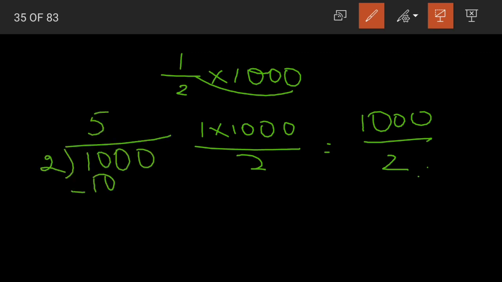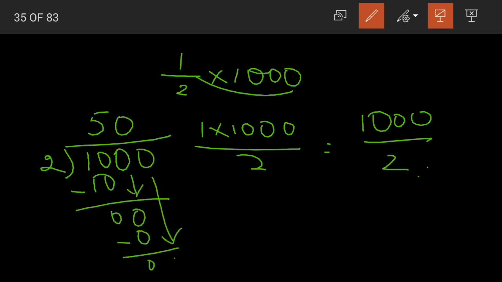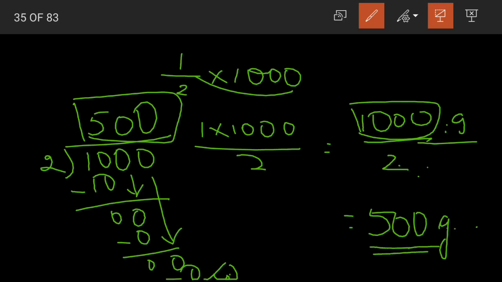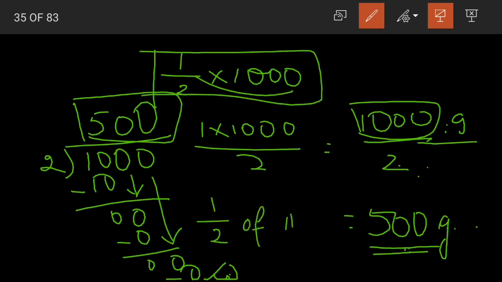2 5s are 10. When we subtract, 0 is remaining, 0 brought down, 2 zeros are 0. When we subtract again, 0 brought down, 2 zeros are 0. The remainder will be 0. So what is the quotient here? 500. 500 what? 500 grams. This 1000 is 1000 grams divided by 2. Yes or no? Yes. So 1000 grams divided by 2 is equal to 500 grams. What is it originally? 1 by 2 of 1 kg. That is half kg. Half of a kilo, or 1 by 2 of 1 kilo, is equal to 500 grams.